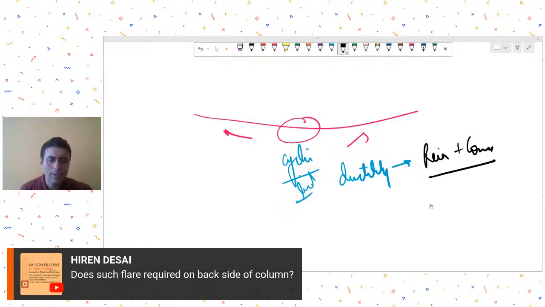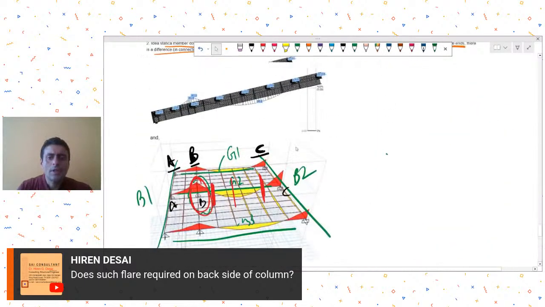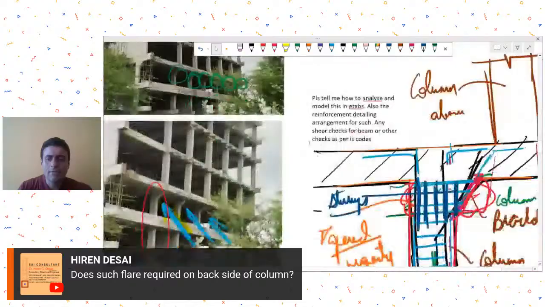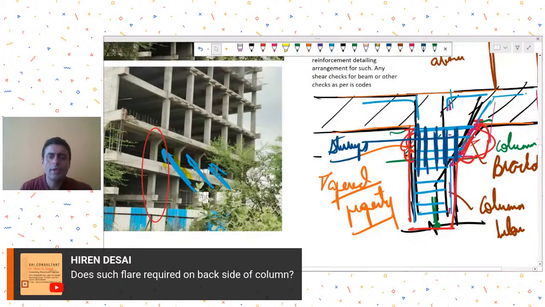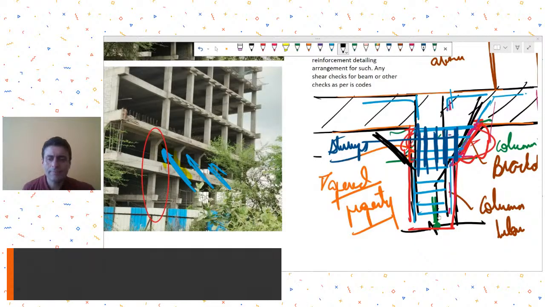Any standard details for such wider beam and column junctions we already discussed. Does such flaring required on the back side of the column? So I think he's asking about this flaring. What Mr. Ketan was asking is, this type of column flaring, do we require it on the backside also? I don't think it's required. You are thinking of a backspan sort of a thing, right? So I don't think that is required essentially.